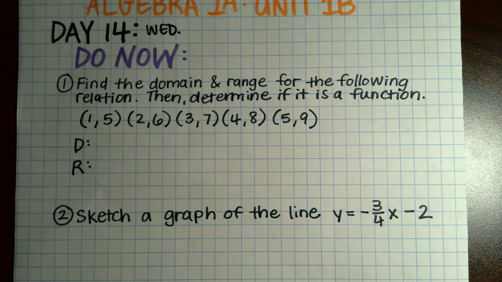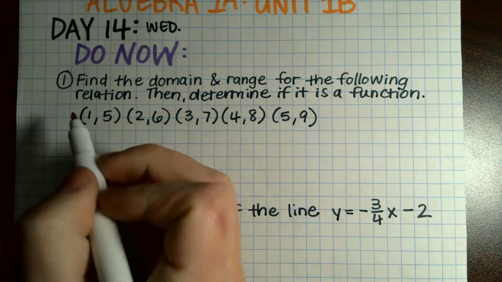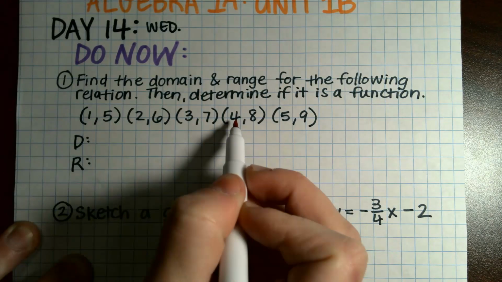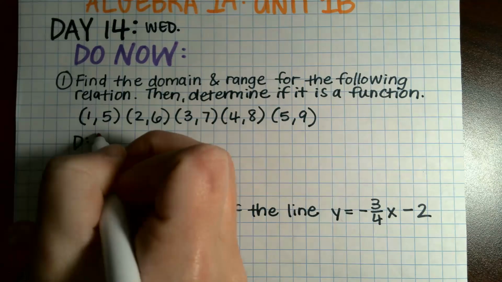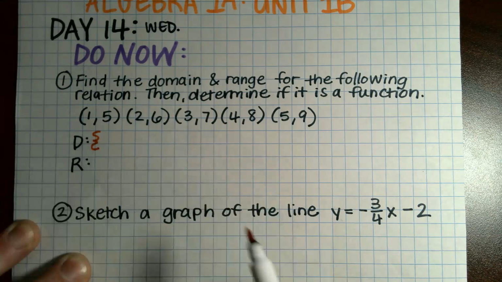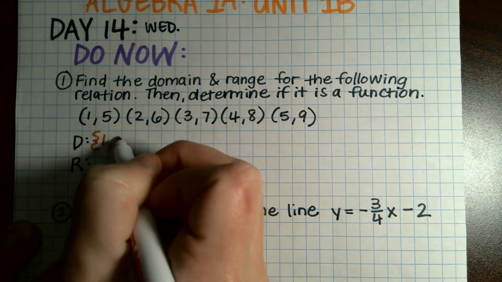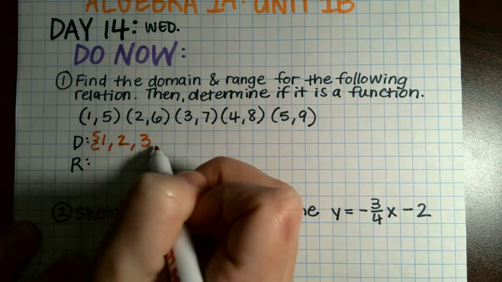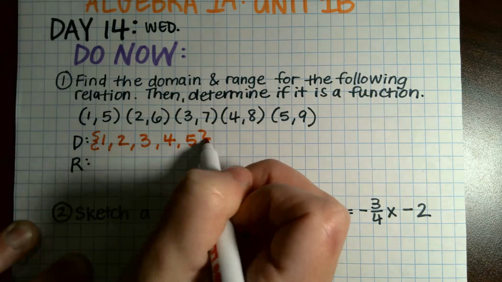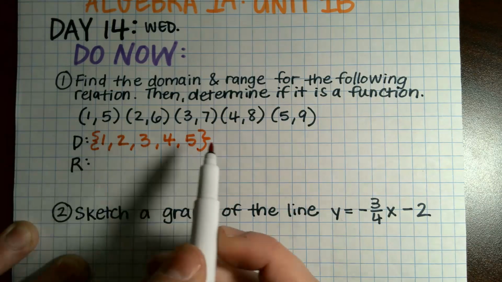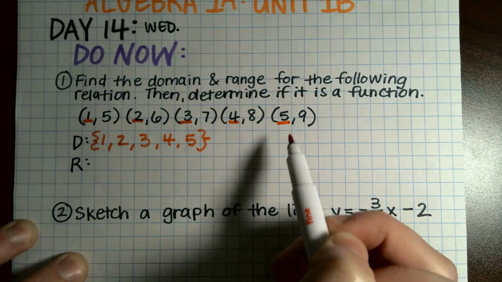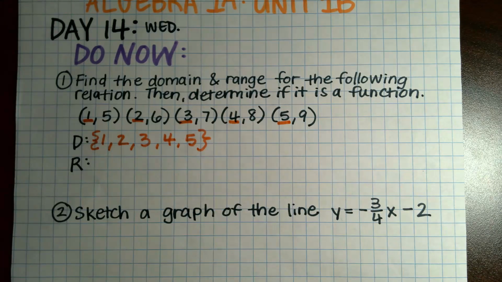What's my domain? 1, 2, 3, 4, 5. All right, what do I need to write before my numbers? A bracket. Thank you. 1, 2, 3, 4, 5. Remember, our domain is just a list of all the x values inside of the relation.